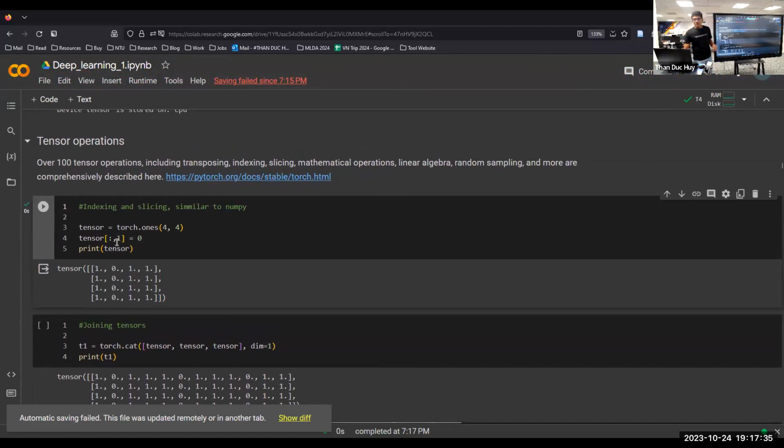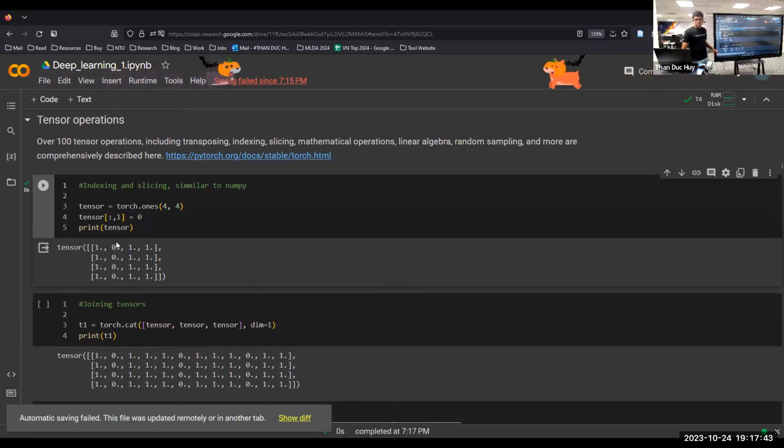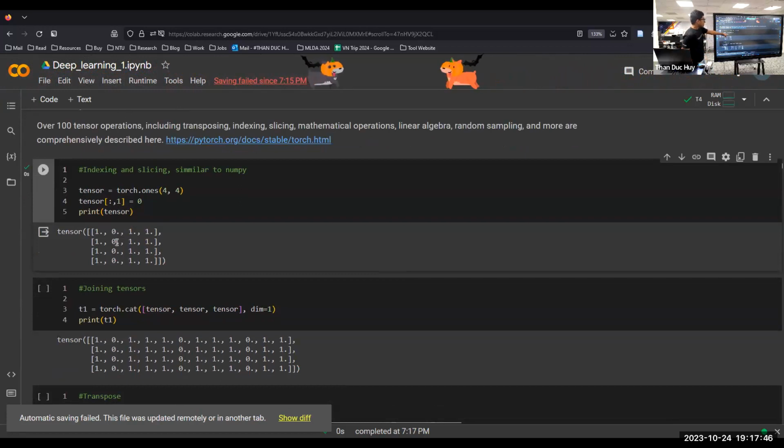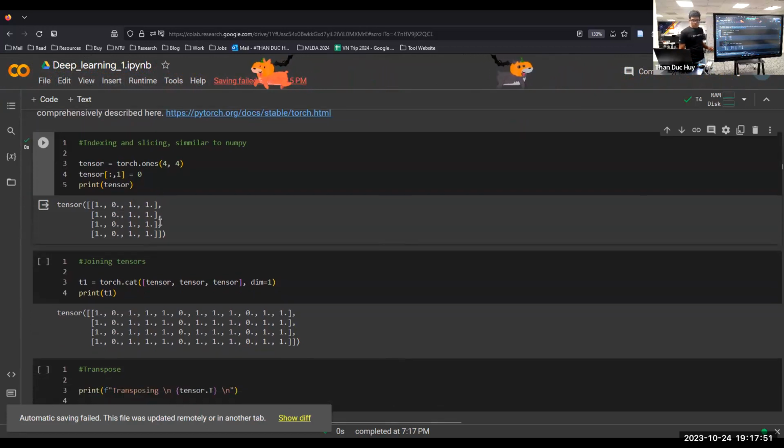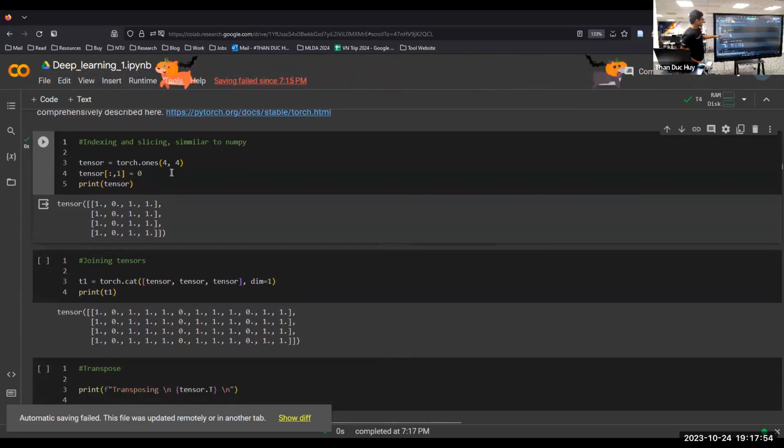Okay, so there are a number of operations that you can do on the tensor. This operation is a slicing operation. Basically, you choose a column, and then you can turn that column into a bunch of zeros. This colon refers to rows. The first number before the comma refers to a row, and this means that it applies to all the rows. But what you're doing is you're turning the first column of all the rows into zeros.